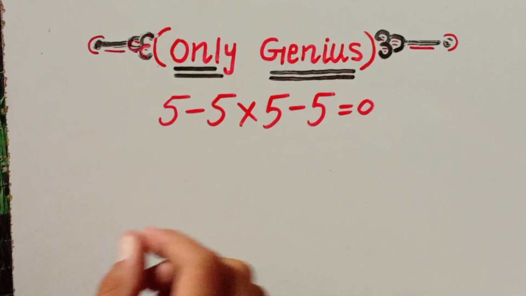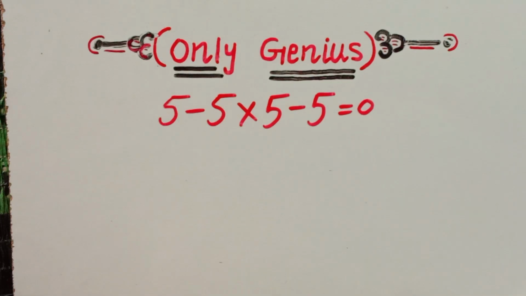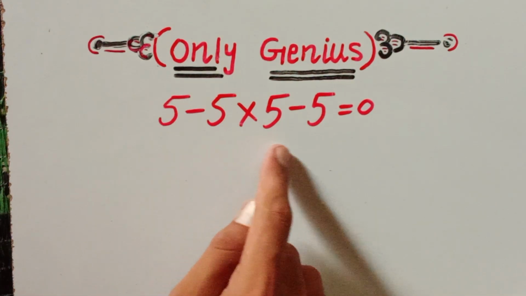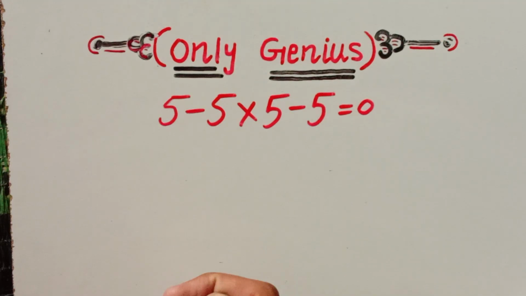In this video, we will find the value of this expression, which is 5 minus 5 times 5 minus 5. So how can we find the value of this expression?